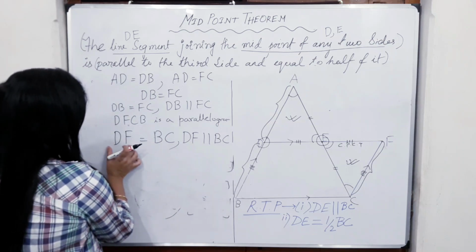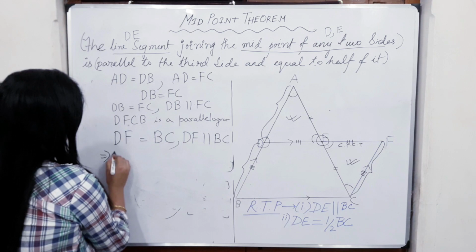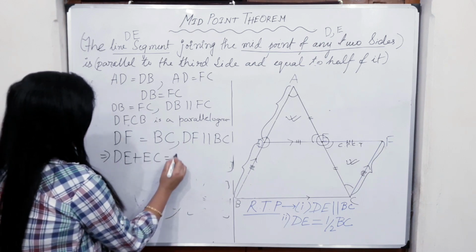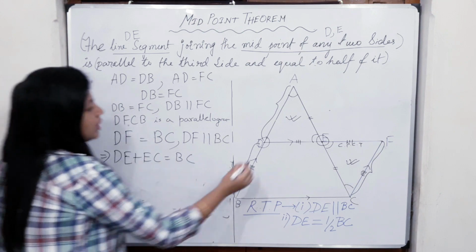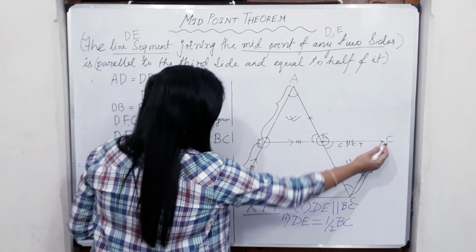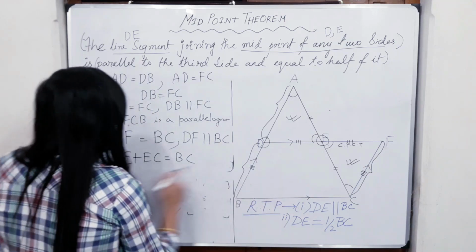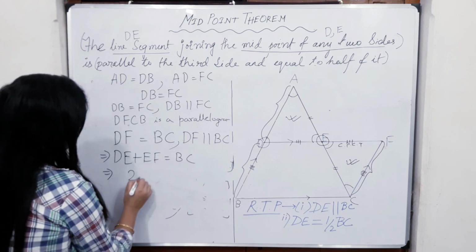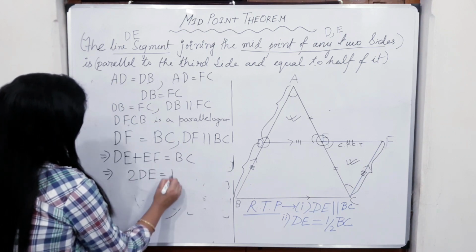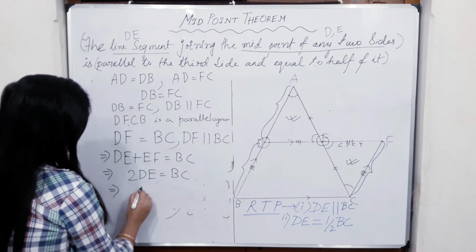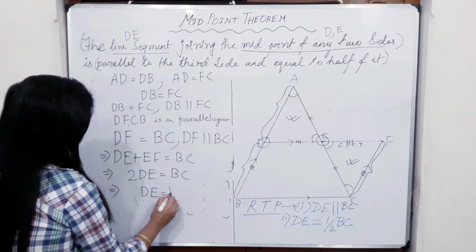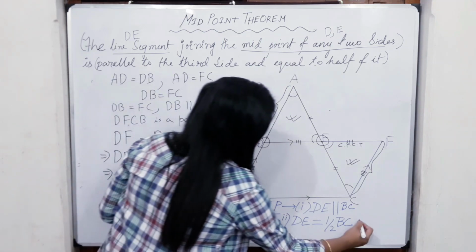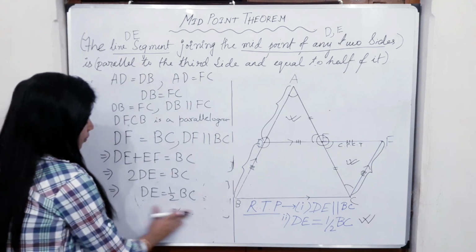Now DF, this one, we can split it up as DE plus EF equals BC. Both are equal, DE equals EF, we know that. Sorry, it will be F. So we can say here that 2DE equals BC. That means DE equals half of BC. Now this one is done. DE equals half of BC.